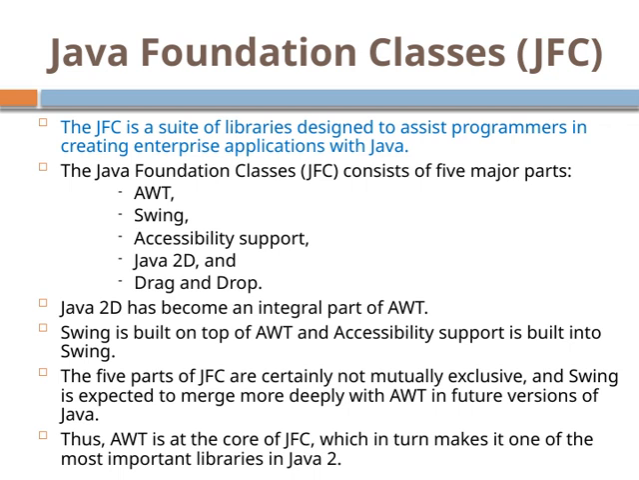Then, we have SWING, which is built on top of AWT and offers more sophisticated and flexible UI components. Accessibility support is integrated into SWING, ensuring that applications can be used by everyone, including users with disabilities. Next, there's Java 2D, which has become an integral part of AWT. Java 2D allows for advanced graphics and image manipulation, enriching the visual capabilities of Java applications. Finally, there's drag and drop support, enabling intuitive user interactions by allowing users to easily move objects within the application.